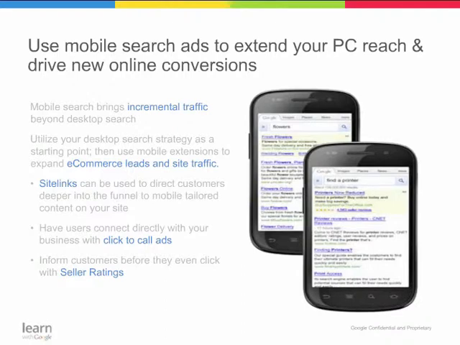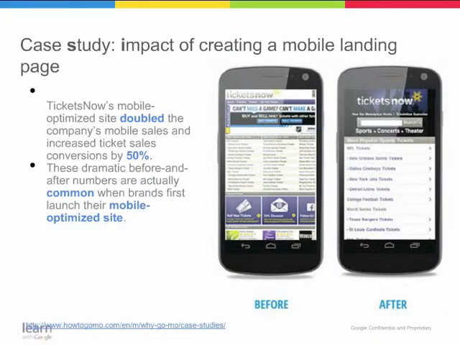57% of users say they won't recommend a business with a poorly designed mobile site, and 40% have turned to a competitor site after a bad mobile experience. This Tickets Now case study shows how a mobile optimized site doubled the company's mobile sales and increased ticket sales by 50%. These dramatic before and after numbers are actually common when brands first launch their mobile optimized site. If you don't have a site, do that today.